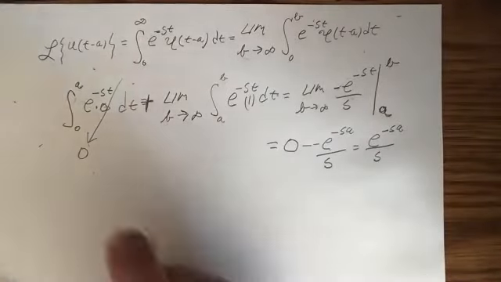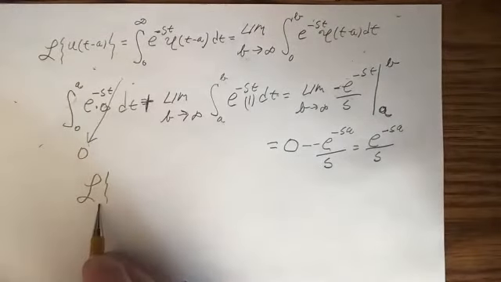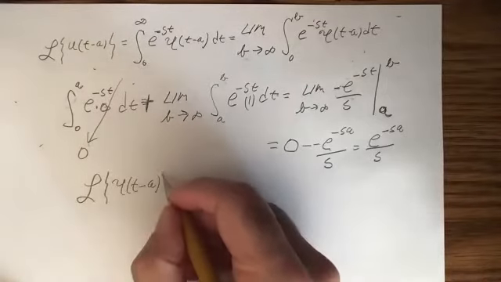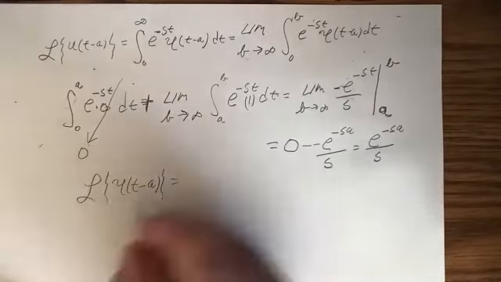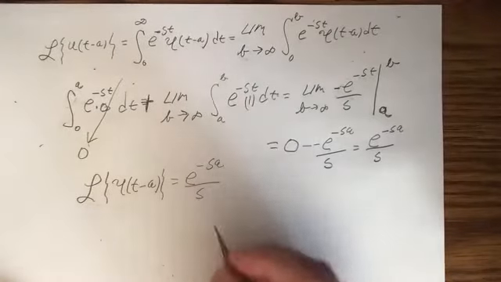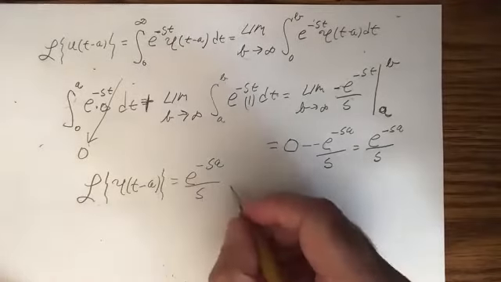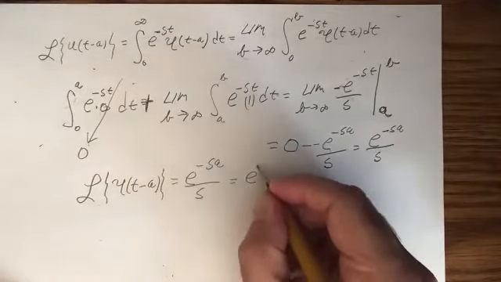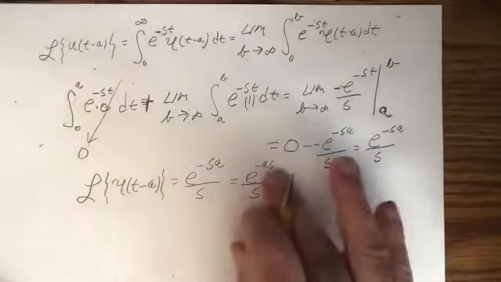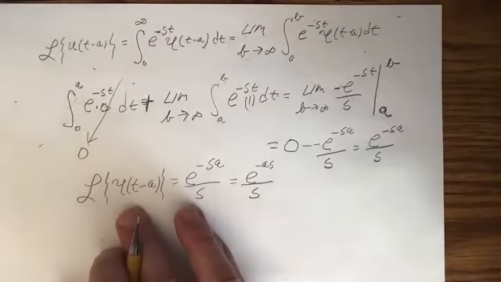Okay, so therefore, what we need to know is that the Laplace transform for the unit step function, and I'm using this curly Q for the unit step function, is equal to just e to the minus sa divided by s. Sometimes you put the a first, most of the time, not that it really matters. So we can also write it as e to the minus as over s. In most books it's written that way. So that's the Laplace transform of the unit step function.